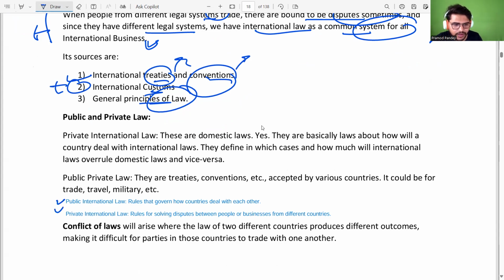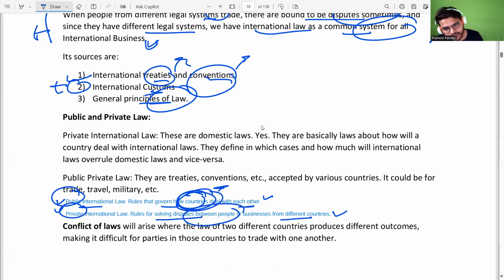Just understand from here, public international law is the rules that govern how countries deal with each other. The focus is on the countries, which is why it is called public. When I talk about private, these are rules for resolving disputes between people or businesses from different countries. So public international law governs the contact between different countries, but private international law is about resolving disputes between different people or businesses from different countries. Is that okay?